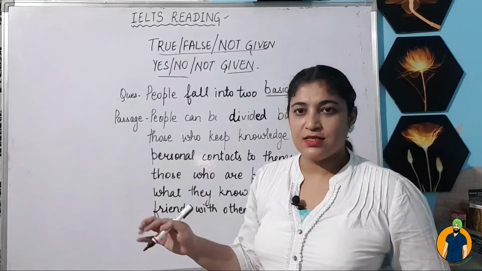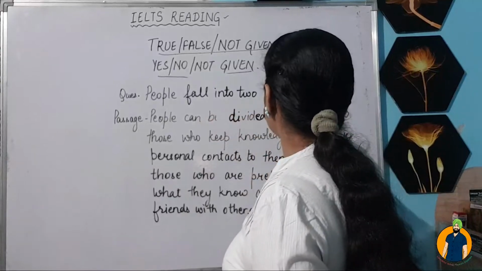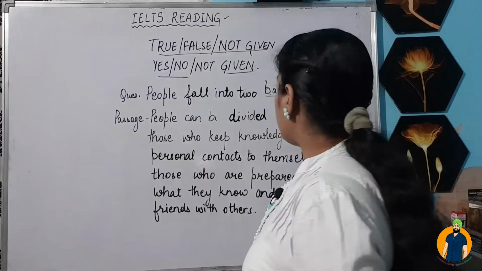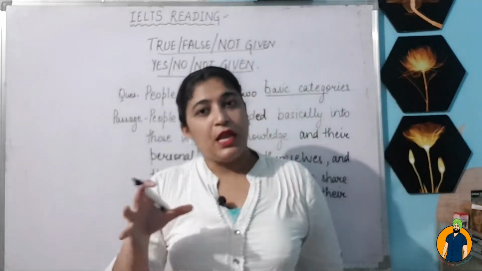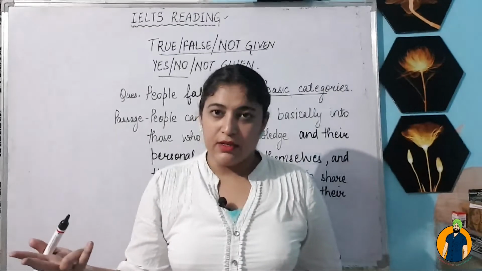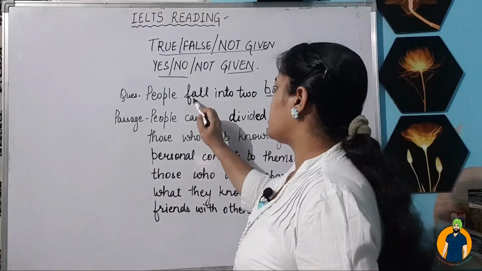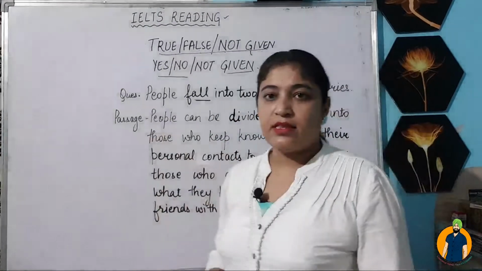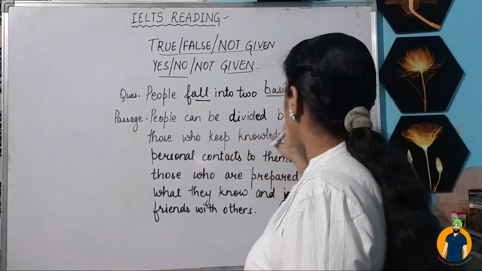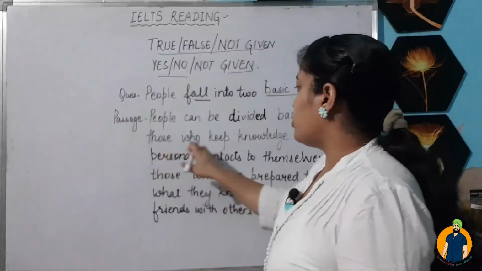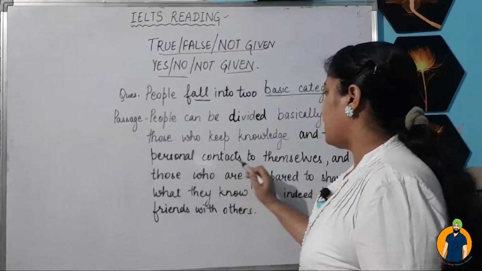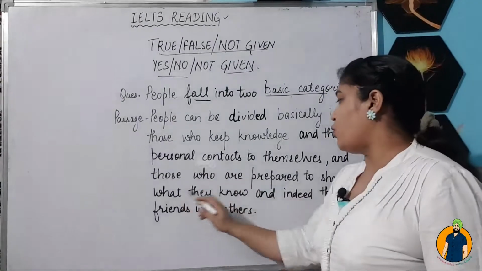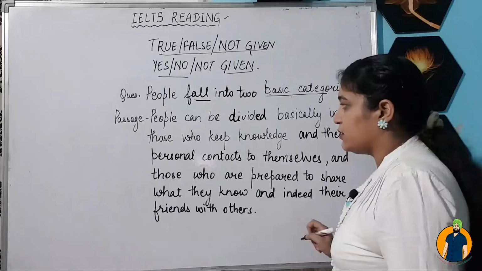The next example is, people fall into two basic categories. From this question we get the information that people are divided on the basis of two categories. So we have to look for the words divided, fall, or two basic categories. In the passage it is given that people can be divided basically into those who keep knowledge and their personal contacts to themselves, and those who are prepared to share what they know and indeed their friends with others.